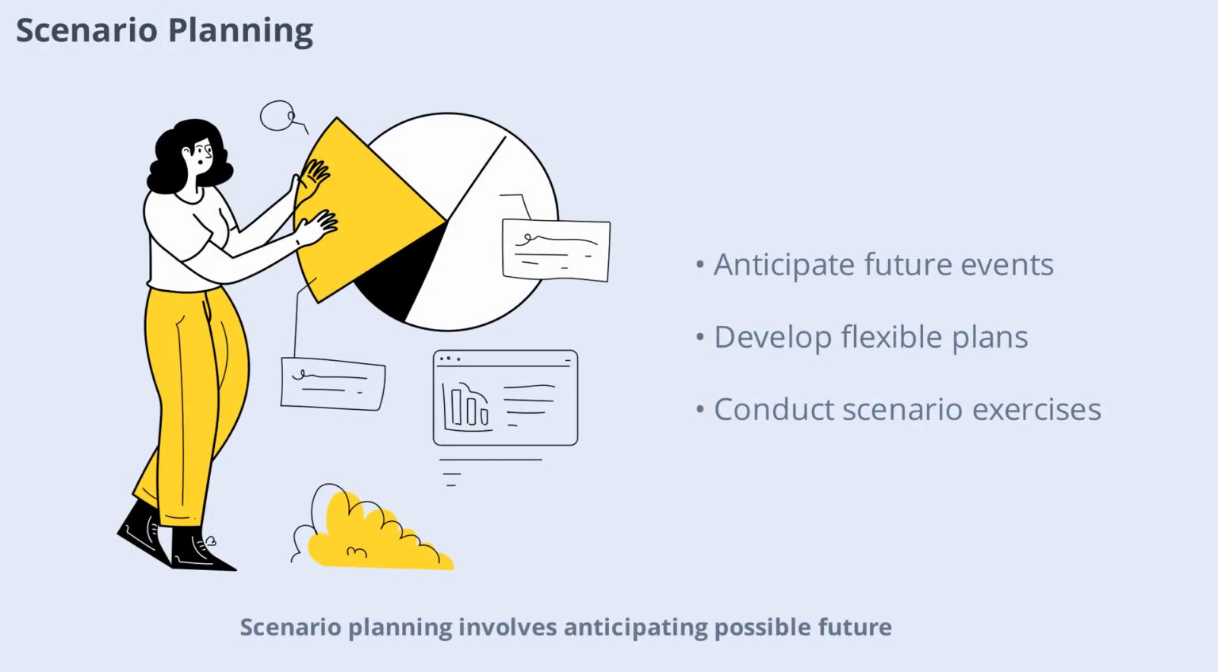Scenario planning involves anticipating possible future events and developing strategies to address them. In international business, this might include preparing for currency crises, political upheaval, or supply chain disruptions. By considering a range of scenarios, companies can create flexible plans that allow them to respond quickly and effectively to unexpected challenges. Regular scenario exercises keep teams prepared and improve decision-making under uncertainty.